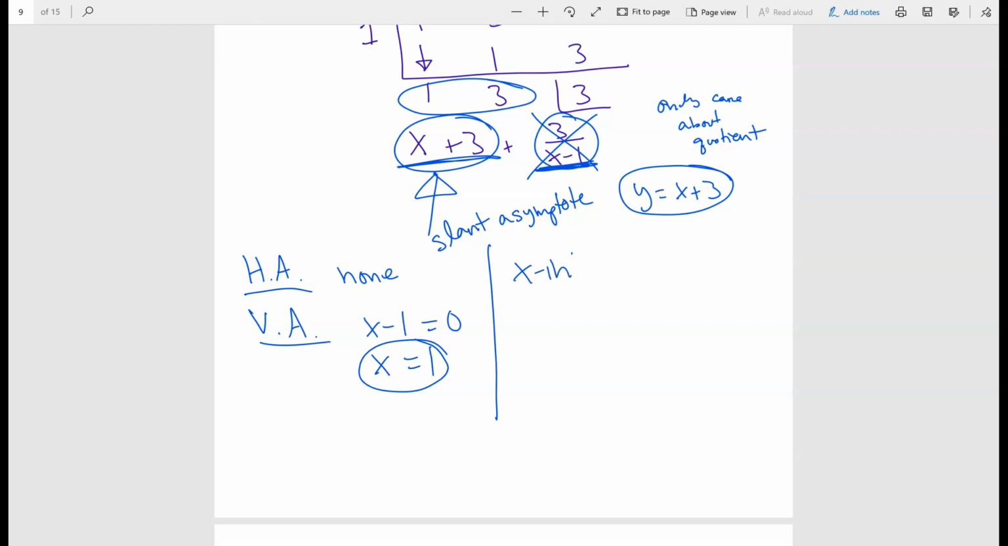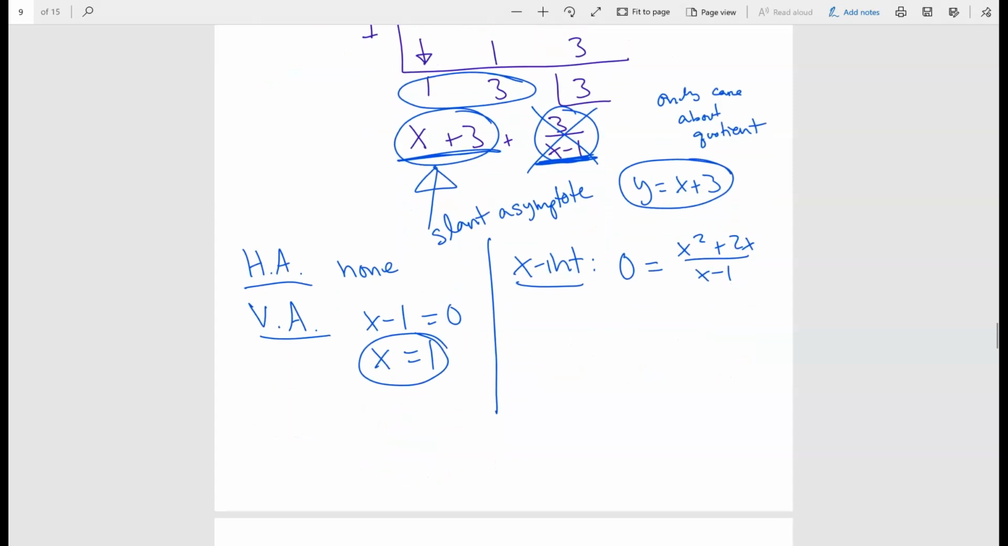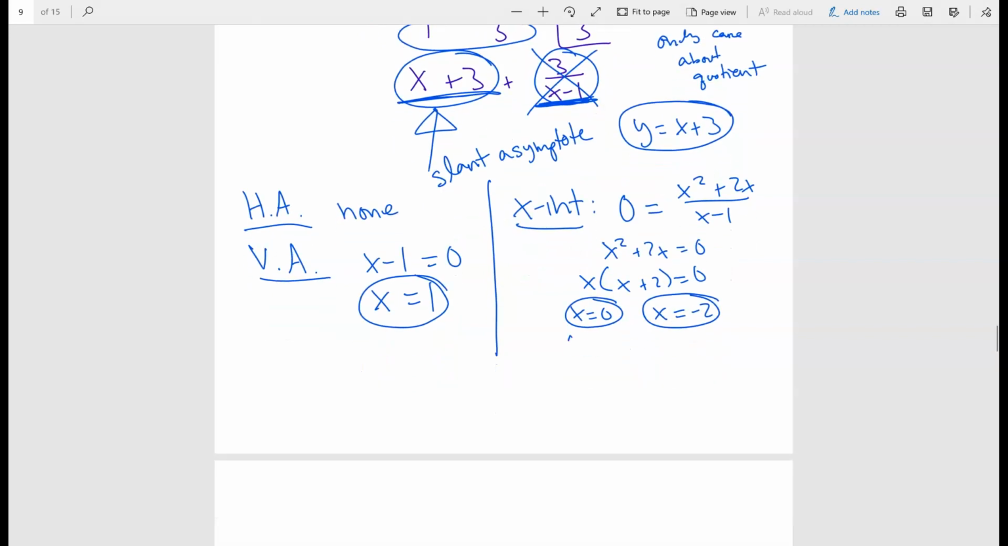My x-intercepts, we're going to set the y value equal to 0. So it's going to be 0 is equal to x squared plus 2x over x minus 1. Denominator goes away, so you're left with x squared plus 2x equals 0. You can factor out an x, so you have x plus 2 equals 0. X equals 0 and x is equal to -2. So here is where it's going to cross the x-axis, at 0, 0 and at -2, 0.